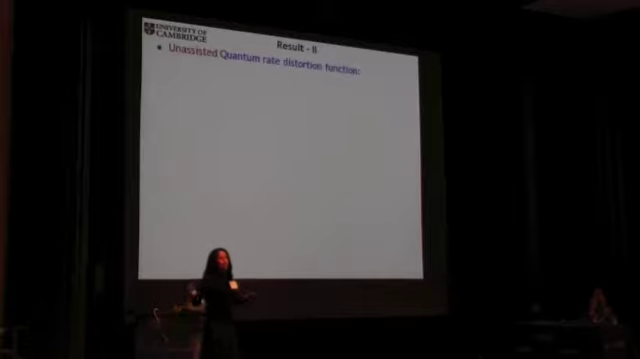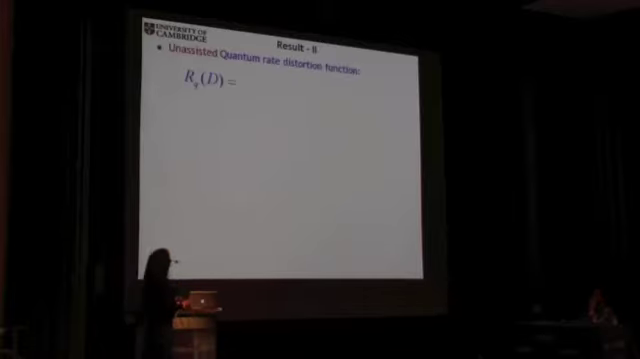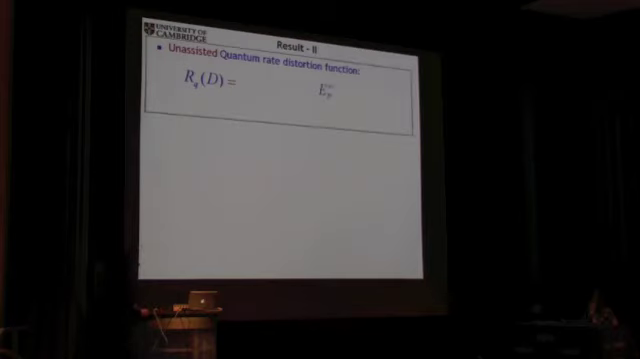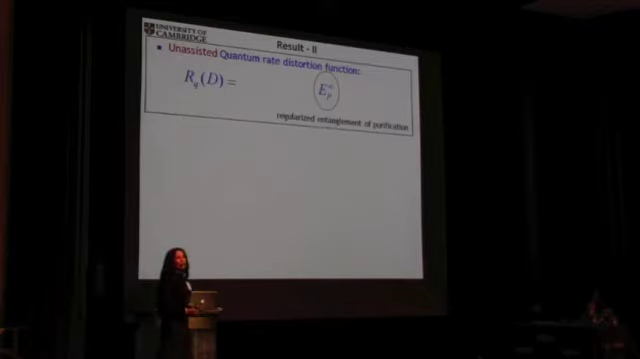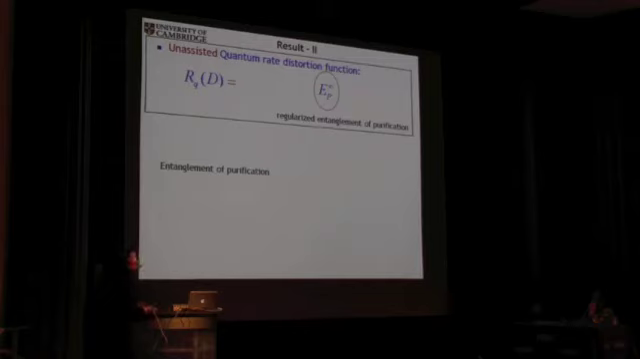This brings us to our second result, where we forget about entanglement. So this is unassisted quantum rate distortion, and we can look upon it either in the storage setting or in the communication setting, because they're equivalent. And we find that an expression for it is given in terms of the regularized entanglement of purification, which, as the name says, is a regularization of the entanglement of purification, which is defined in the following manner.